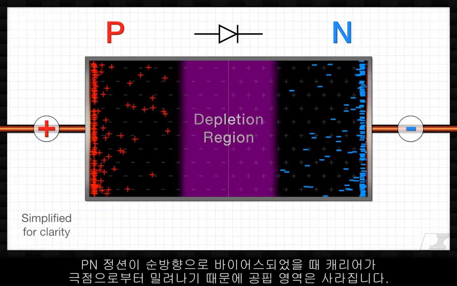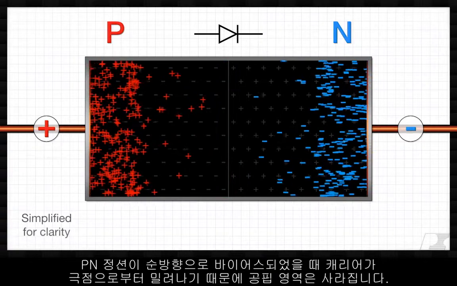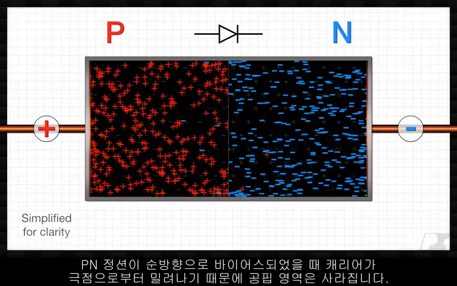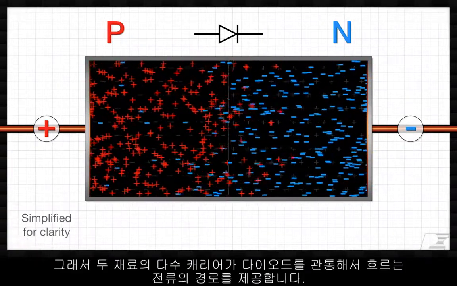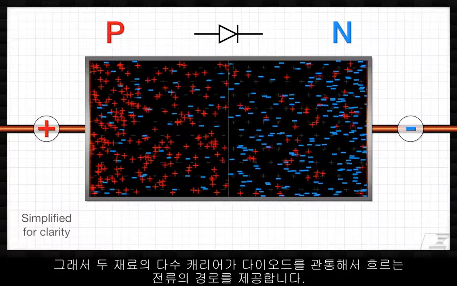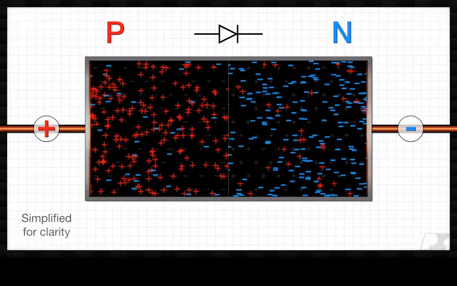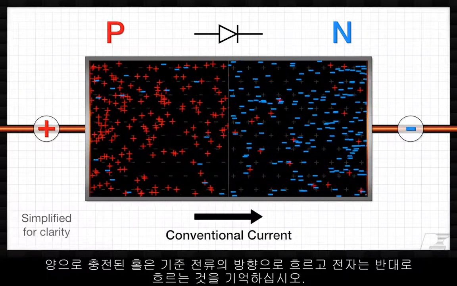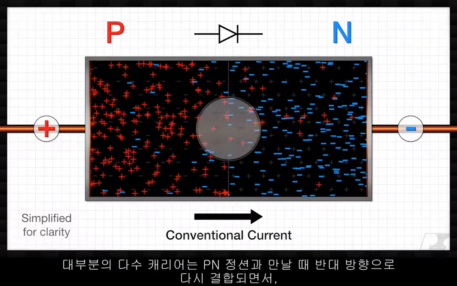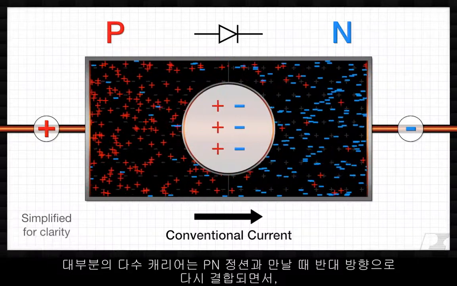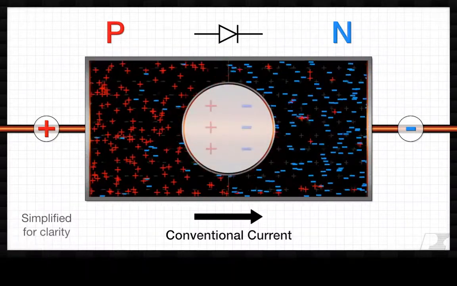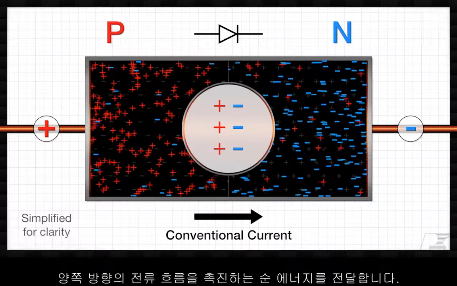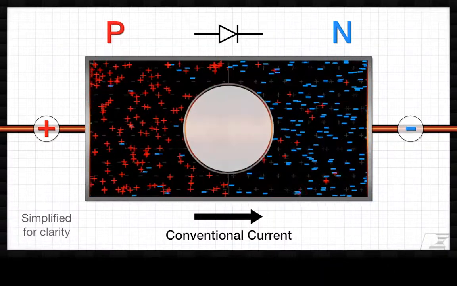When the p-n junction is forward biased, the depletion region disappears as carriers are repelled from their poles. This provides a path for current to flow through the diode using the majority carriers in both materials. Remember that positively charged holes flow in the direction of conventional current and electrons in the opposite. When they reach the p-n junction, most majority carriers recombine with their opposites, providing a net energy transfer that facilitates current flow in either direction you visualize it.